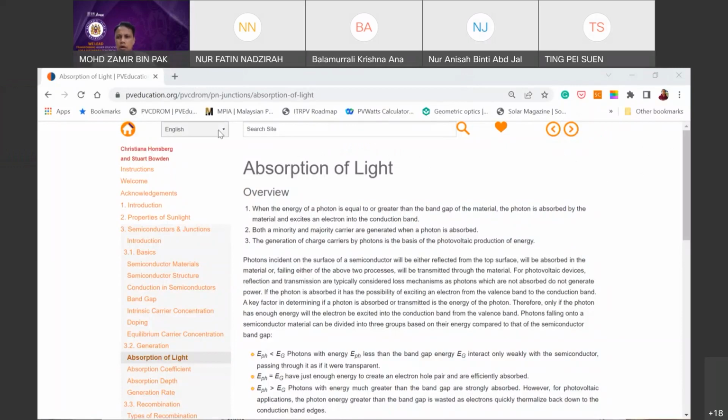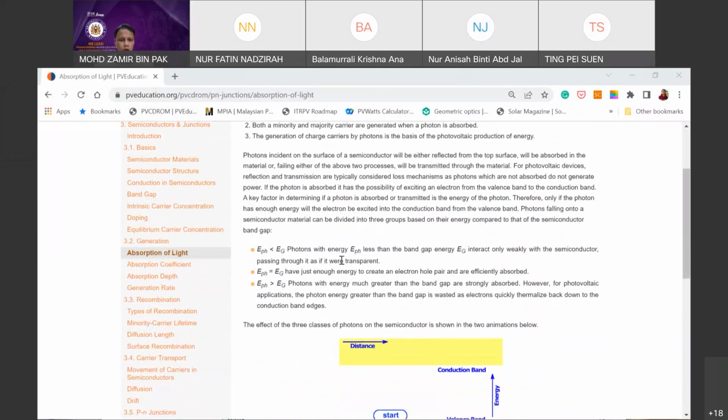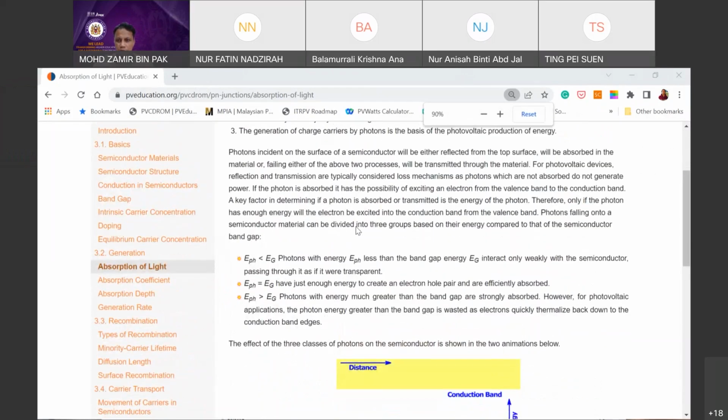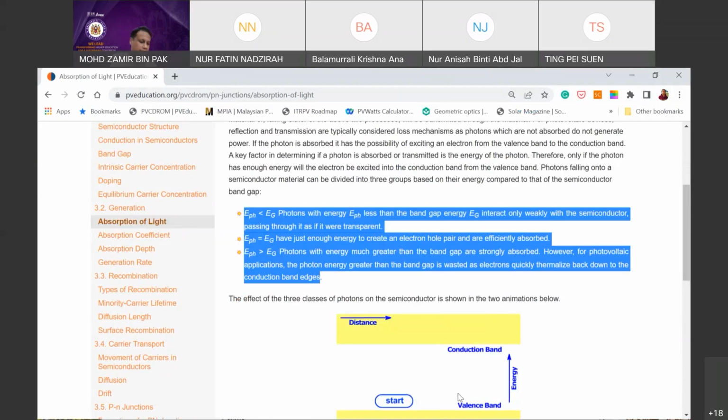So all you have to do is go to this PV education. Well, I told you last time it's meant for solar cells in particular, but the concept that you're going to learn here is basically semiconductors, right? Before it gets specifically on solar cells. So when you have your incident light or incident photons coming onto your silicon, onto your gallium arsenide, cadmium telluride, and whatnot, the photons can be divided into these three groups. Okay, there are tiga kategori je of the incident photons if you talk about light absorption.